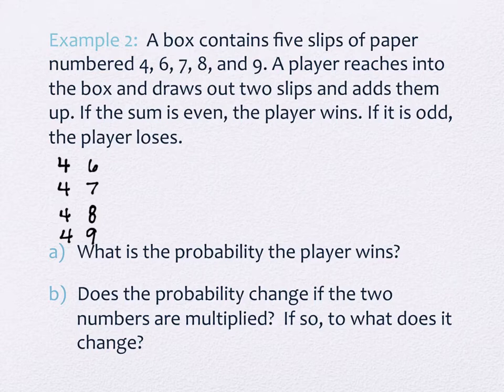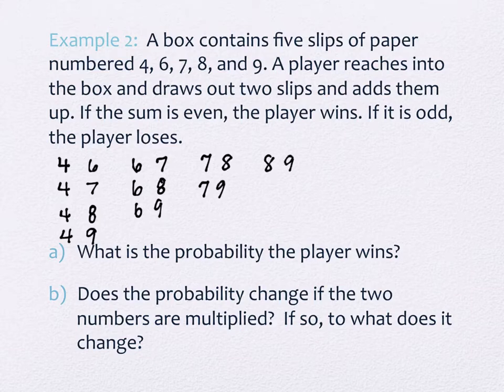So maybe I didn't actually draw out a 4 and I drew out a 6. Well, if I drew out a 6, I could have gotten a 6 and a 4, but I already listed that. So what else could I get? I could get a 6 and 7, or a 6 and 8, or a 6 and 9. Right? Yeah. Well, what else could I get? I could get a 7 and an 8, or a 7 and a 9, or I could get 8 and 9.